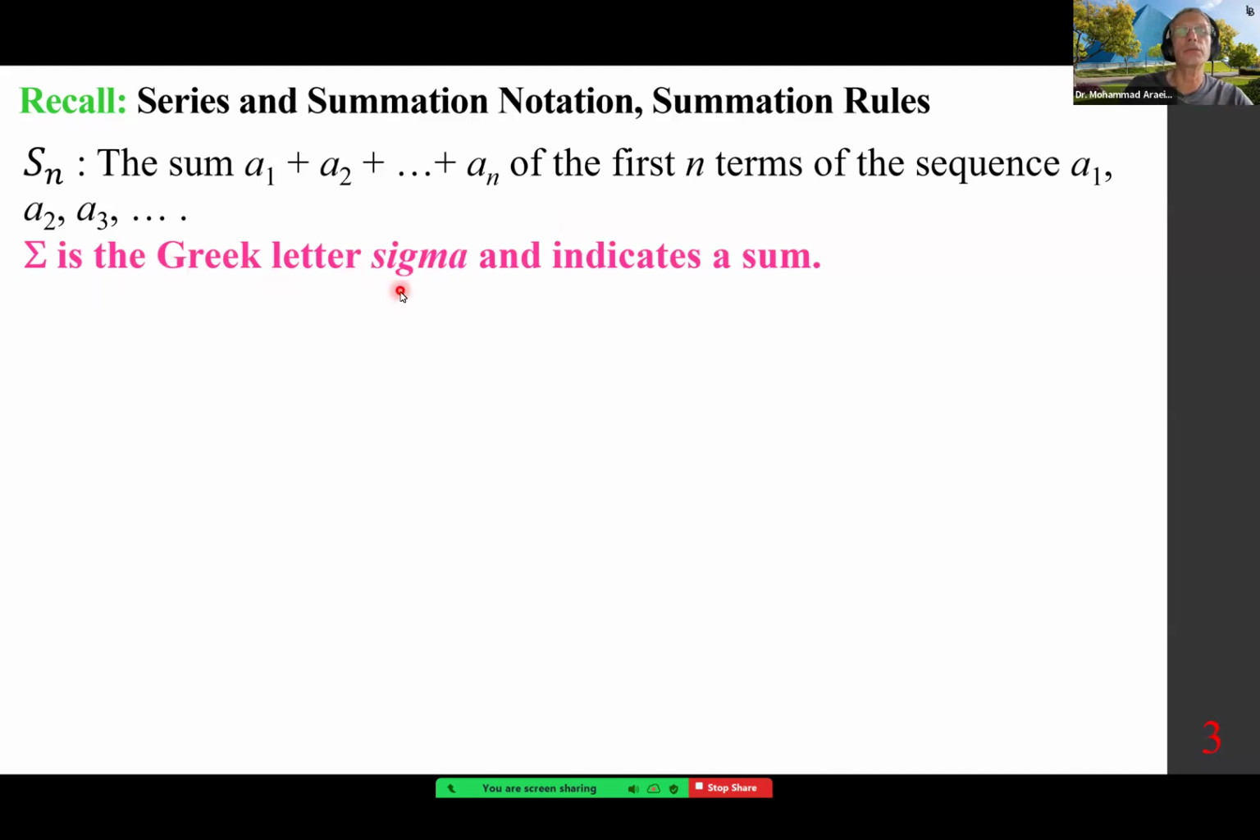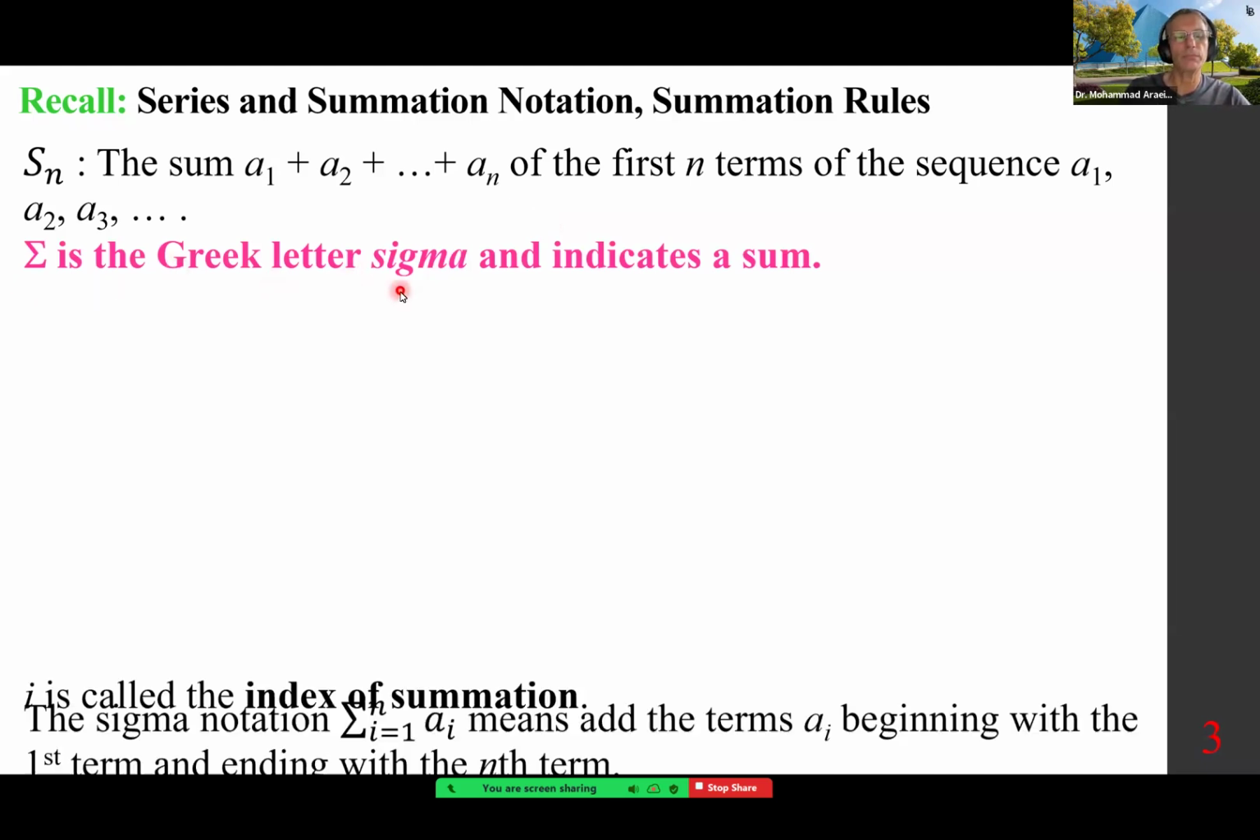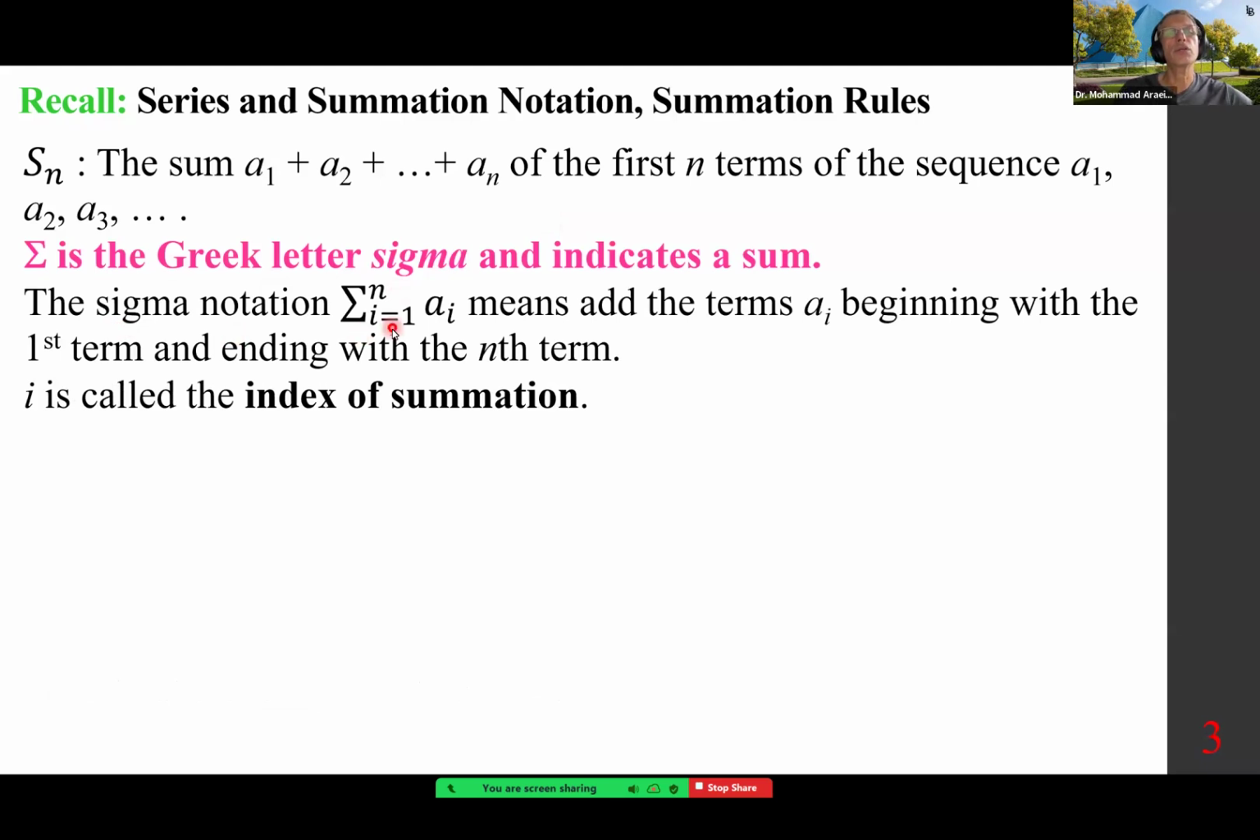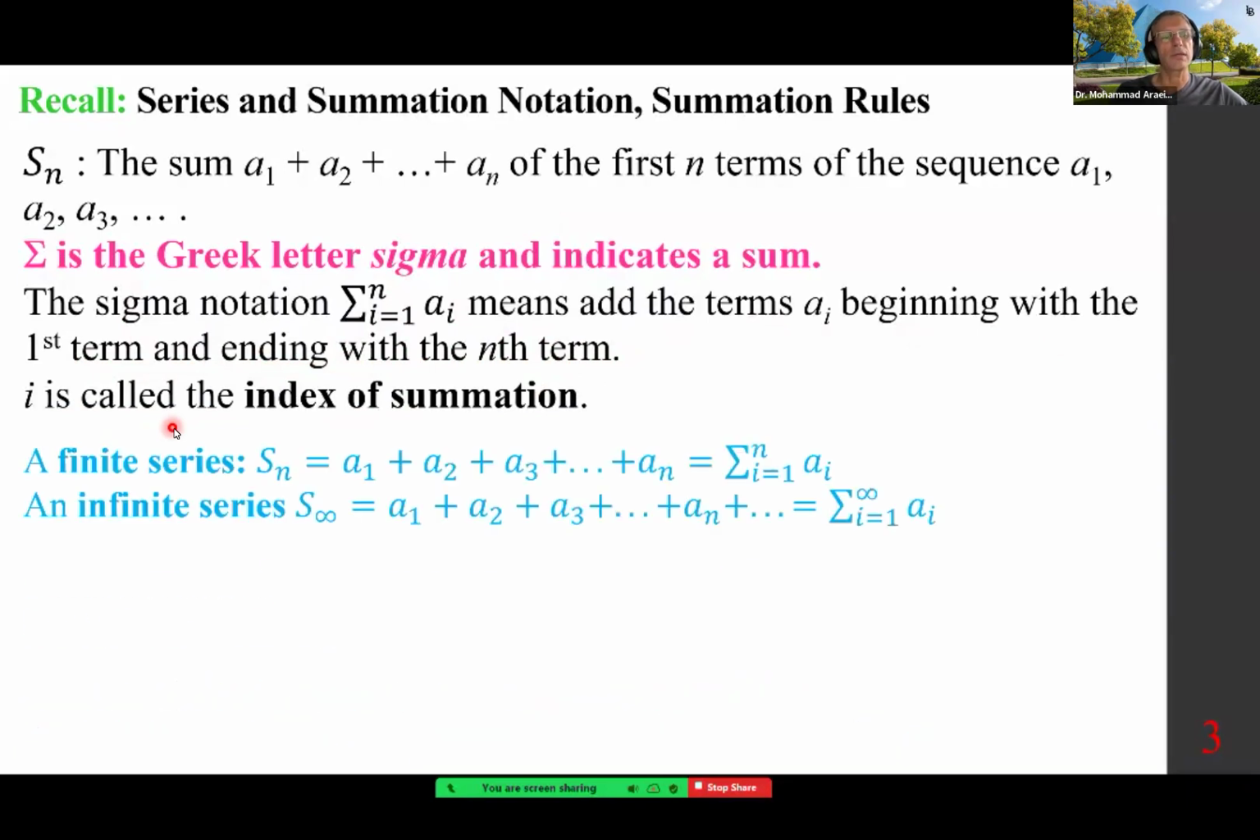Sigma is the Greek letter sigma and indicates a sum. The sigma notation, summation of a sub I going from 1 to n, means add the terms a sub I beginning with the first term and ending with the nth term. I is the index of summation.